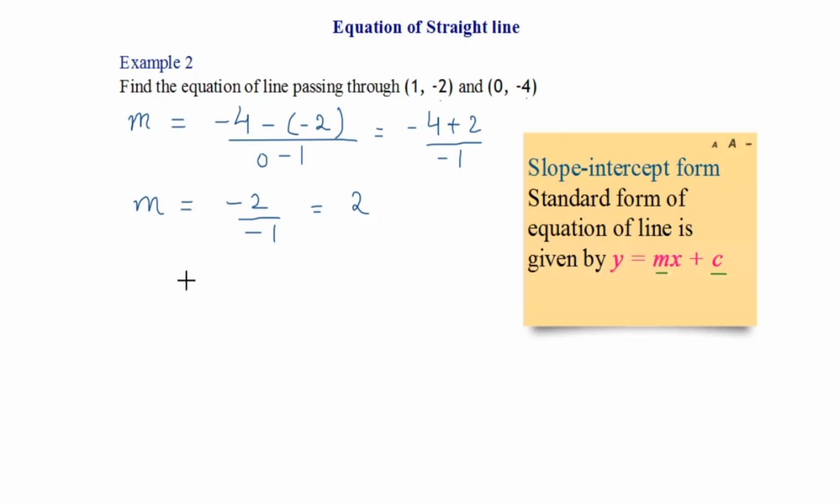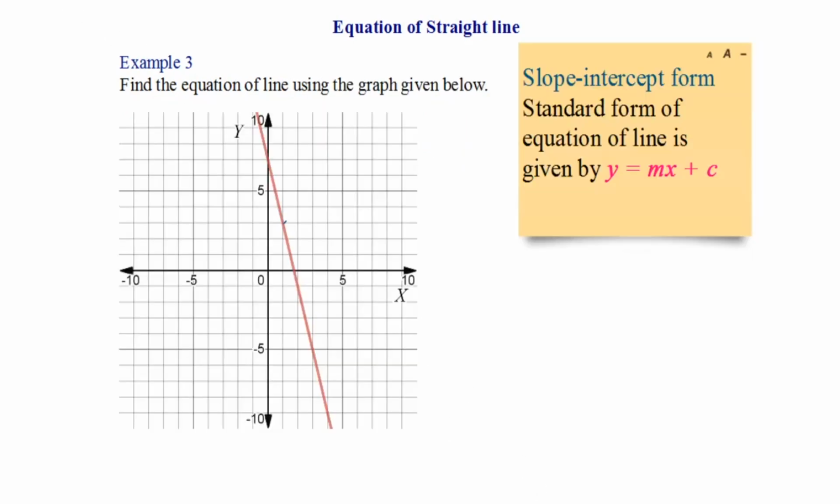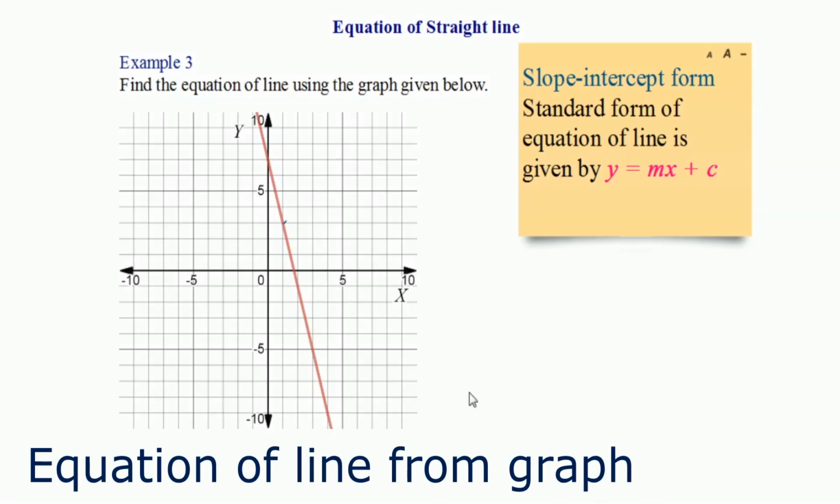Now, how to find the y-intercept? In this case, we have been given that the line passes through (0, -4), and (0, -4) is a point on the y-axis, right? And hence, -4 itself is the y-intercept of this line. Hence, the equation of this line is y = 2x - 4. Okay? So let's check the next example wherein we have been given the graph of a line.